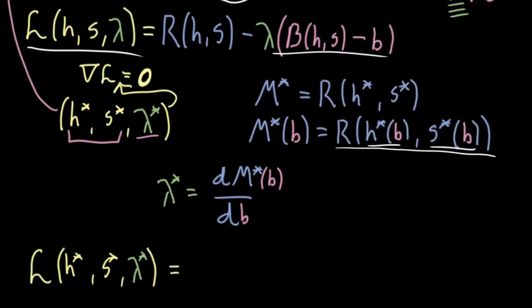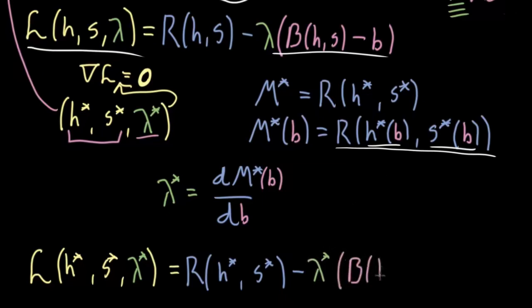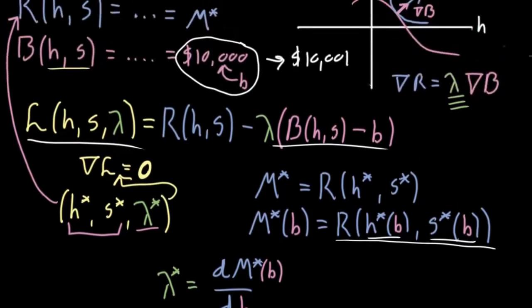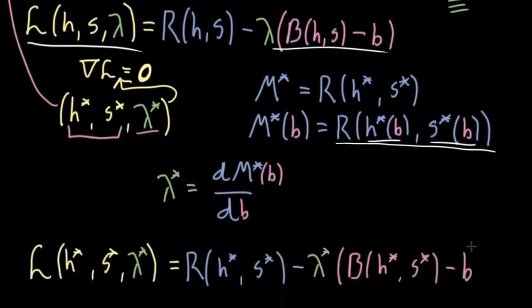Well, you're going to get, we just look at its definition up here, R evaluated at H star and S star, right? And we subtract off lambda star times B of H star, S star, minus the constant that is your budget. Something you might think of as $10,000, whatever you set little b equal to.